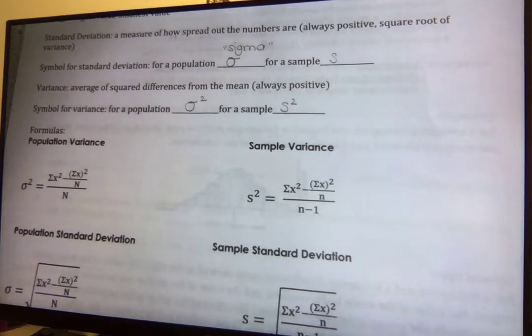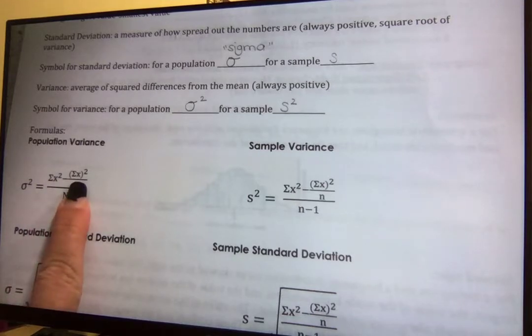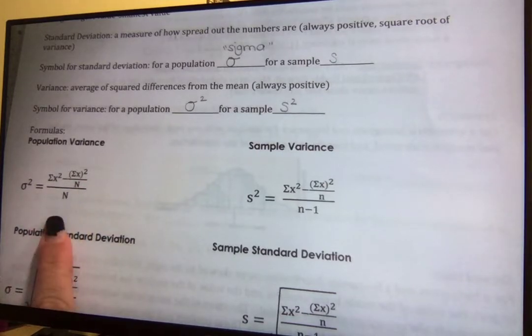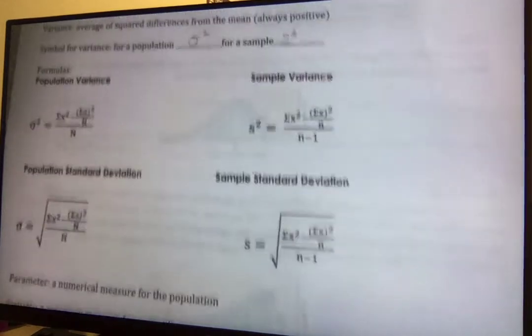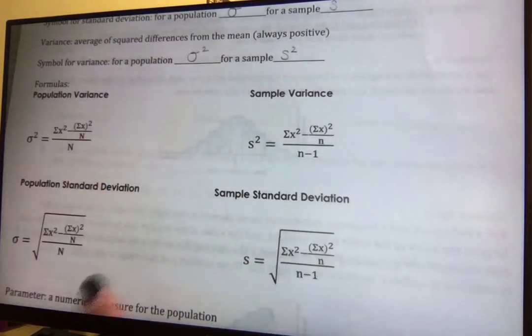Then we have these crazy formulas. So for variance, for population, we have sigma squared is the sum of our x squared minus the sum of x, squared, all over n, all over n. Notice for population standard deviation, it's the square root of the variance. So same exact formula, just a square root.